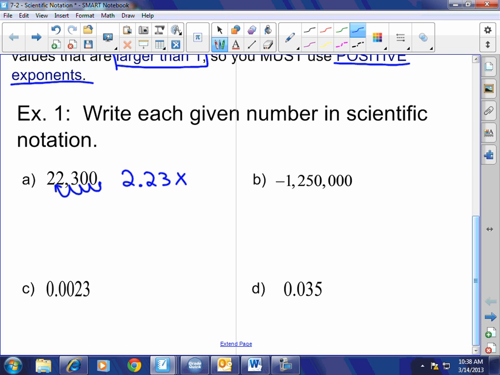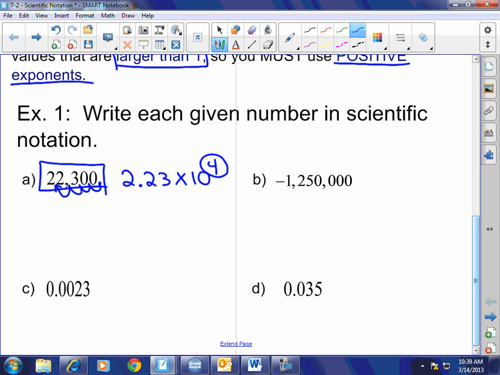2.23 times 10 to the 4th power. Fantastic. Why was it positive again? Well, it's positive because you move it to the left, but left and right can get confusing. Try to remember this, guys. Why did I use a positive exponent? Because the original number was larger than 1.